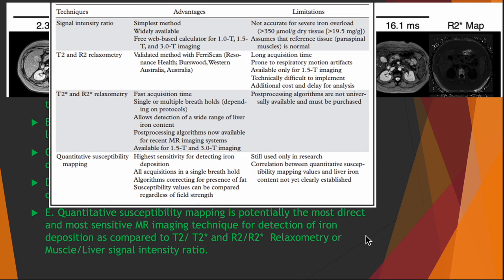The answer is again true because of quantitative susceptibility, as written in this particular box. It is beyond the time of this quiz to tell you about all the latest sequences. So just read this article on the latest MRI sequences in RadioGraphics, and you will find this box, and it is written very clearly that quantitative susceptibility mapping is potentially the most direct and most sensitive sequence for detection of iron deposition as compared to the relaxometry also.